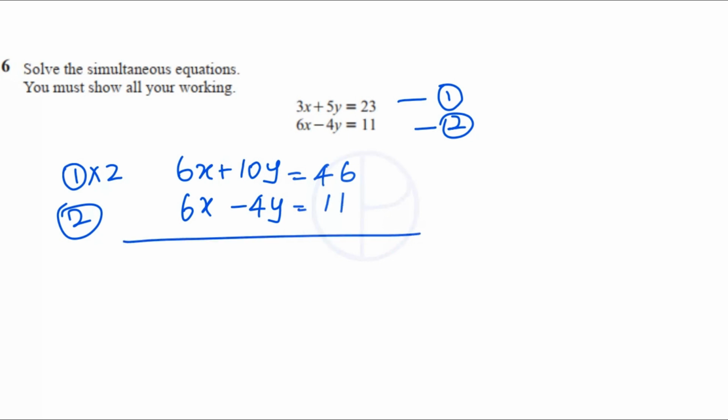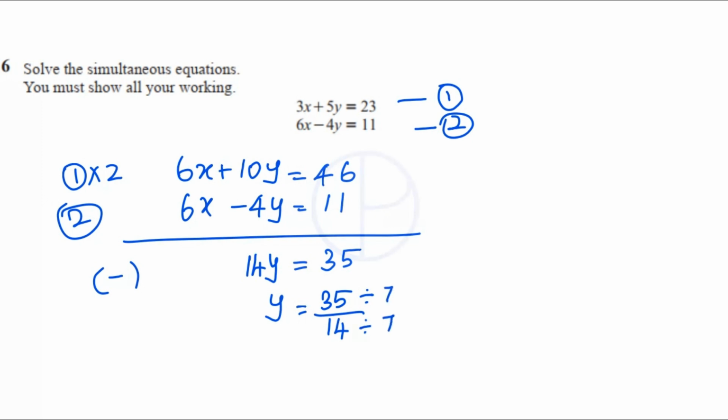Now subtract. What we get: 6x minus 6x gets cancelled. 10y minus of minus 4y becomes plus, which is 14y. 46 minus 11 is 35. So what is y? 35 divided by 14. So we can divide the numerator and denominator by 7. So we get 5 divided by 2.